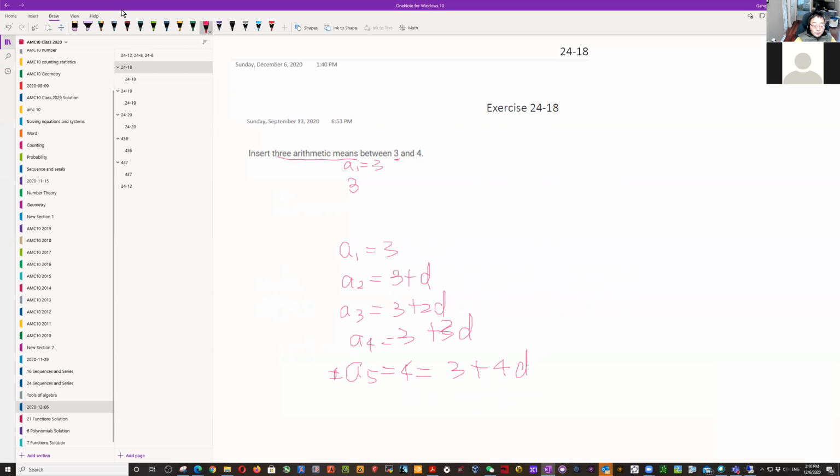With this we can find d easily. 4d is equal to 1 because we subtract 3 on both sides, so d equals 1/4. Given this, you can plug it back. It's extremely easy to do. So these are the 3 arithmetic means between 3 and 4. Given 1/4, this is 3 and 1/4, this is 3 and 1/2, and this is 3 and 3/4. So that's the answer.